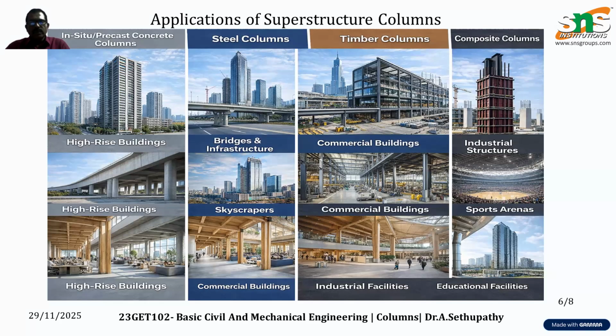So what is a superstructure, why do we call them columns, what are the advantages, types, and which materials are we using to make superstructure columns? These are all things we discussed in previous videos. So superstructure means the above-ground-level building area. Columns are the superstructure supporting members.